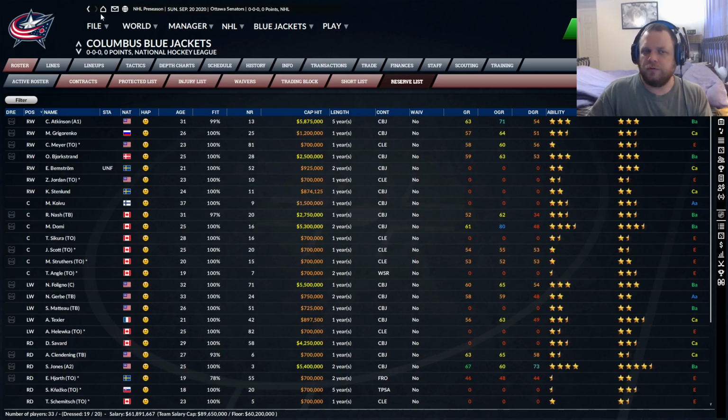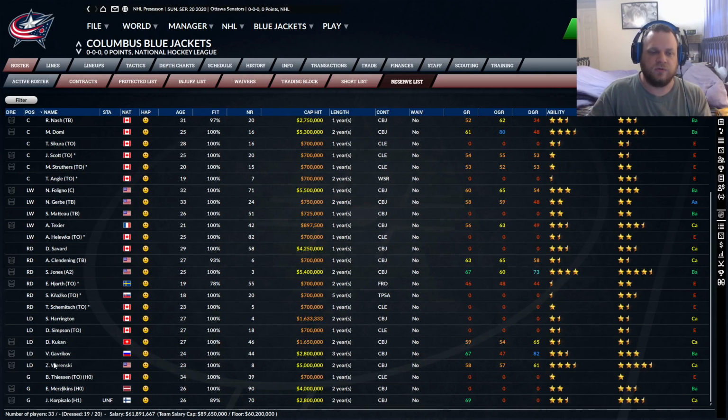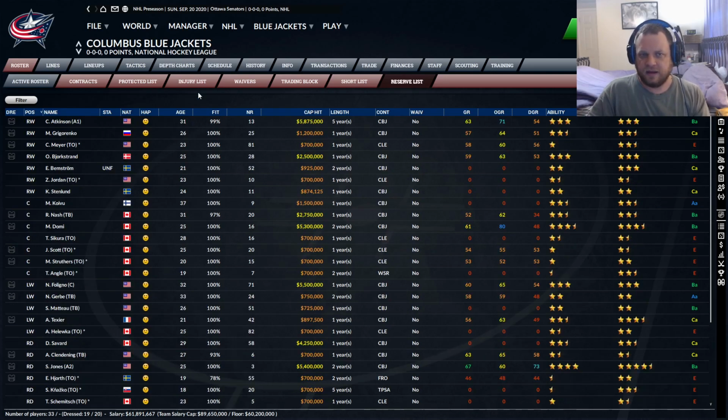So that's one way to go for a trade. That's if there's a player that you absolutely want. So that's me saying, okay, I absolutely want Seth Jones. I'm going to try to acquire Seth Jones in a trade. And I go in there and select it.